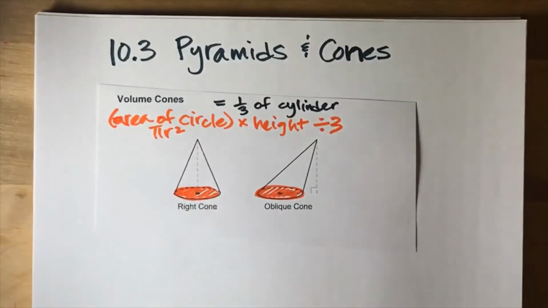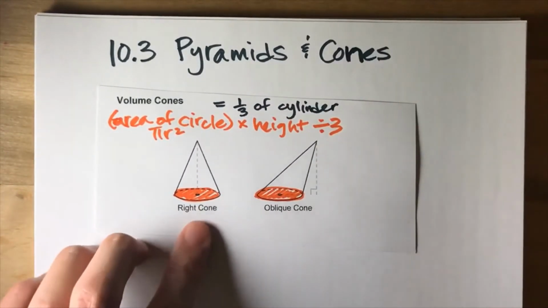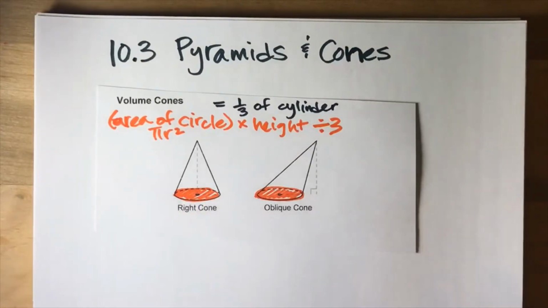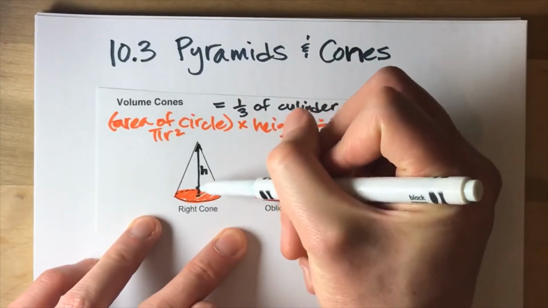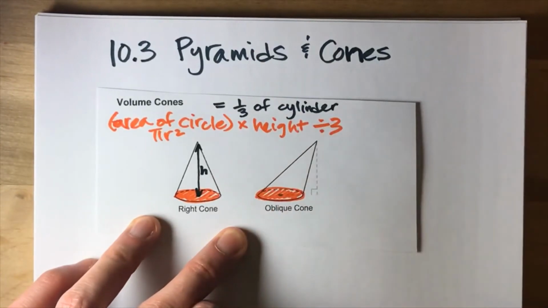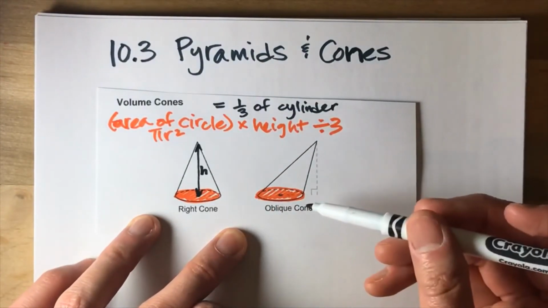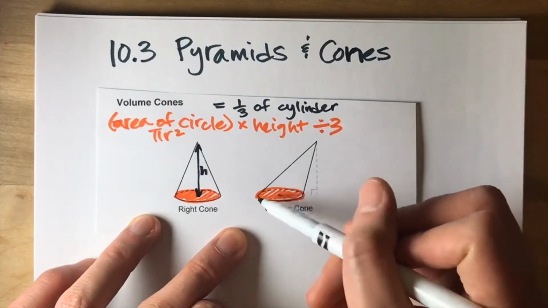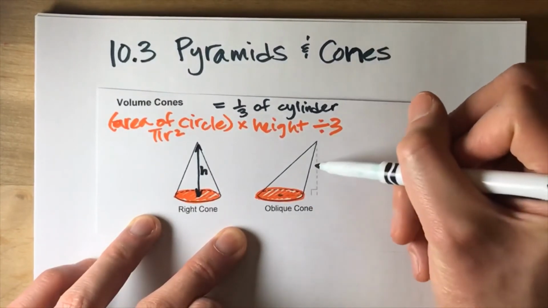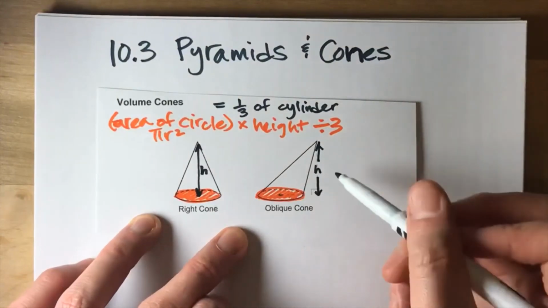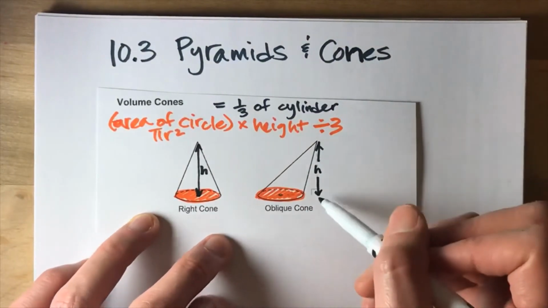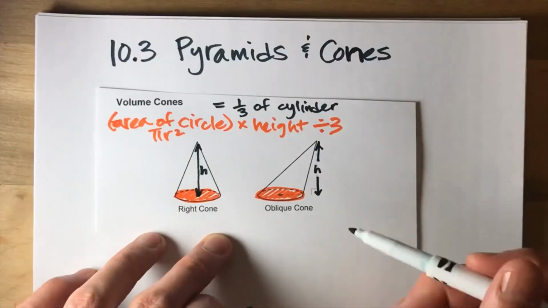All right. So if you're trying to find the volume of this cone, we would take the area of this circle and then multiply it by this height right here, because this is the height, and then divide by 3. Same with the oblique cone. Find the area of that circle, multiply it by this height. Here's the height right here. And again, it has to be perpendicular to the base. Even though it's tilted, your height is perpendicular to the base. And then divide it by 3.